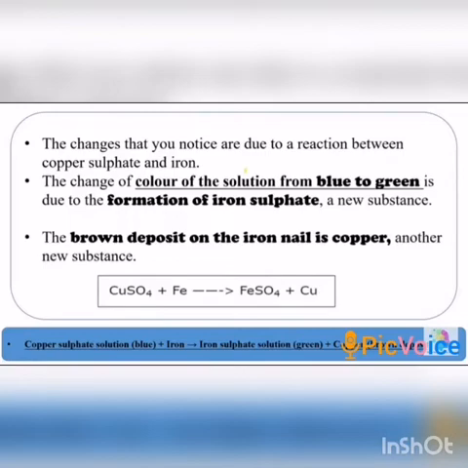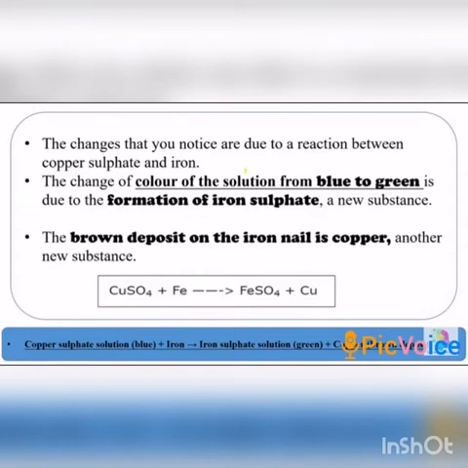Then, the change of color of the solution from blue to green is due to the formation of iron sulfate. In the previous picture, first there was a blue colored copper sulfate solution. Then the next beaker had a green color. This is due to the formation of iron sulfate. Copper sulfate reacts with iron, which gives iron sulfate and copper.